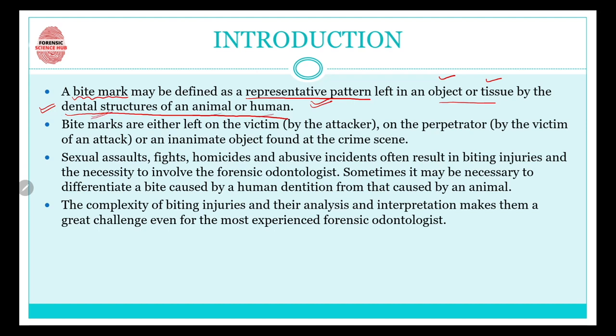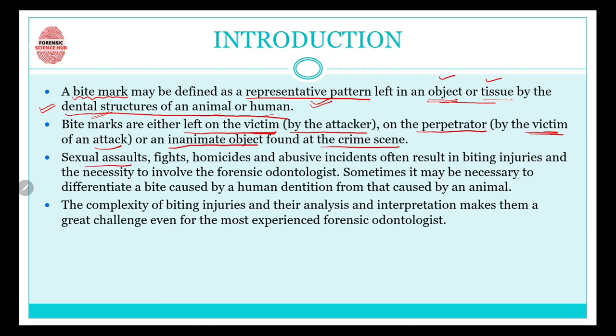So a bite mark is basically a representative pattern of the dental structure or the teeth of animals or humans, and it can be formed on any tissue, that is human or animal skin, or even on any inanimate object. Bite marks are either left on the victim. If it is on the victim, then they are left by the attacker, or bite marks can be left on the perpetrator. If it is on the perpetrator, then it is left by the victim of the attack, or they can also be present on any inanimate object that is found at the crime scene.